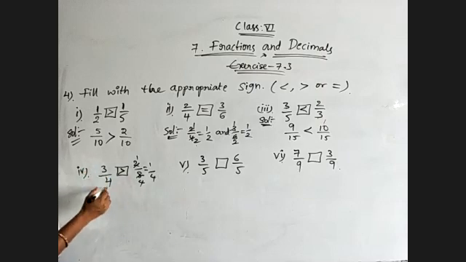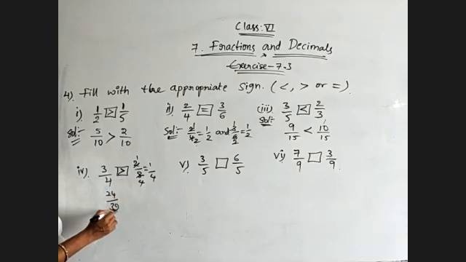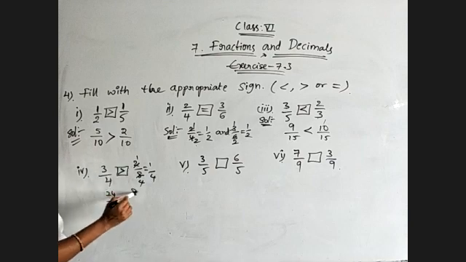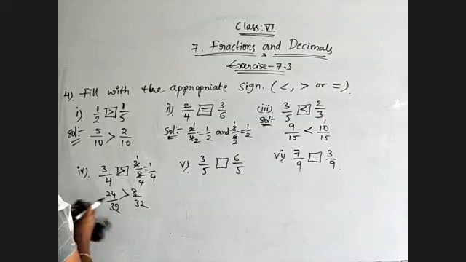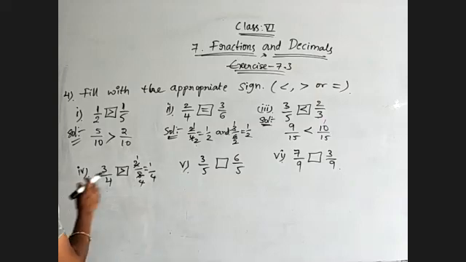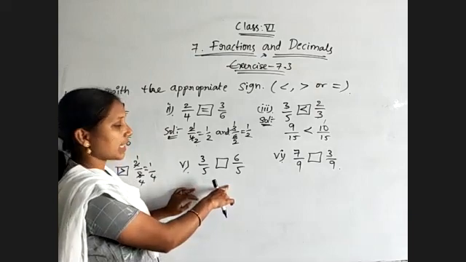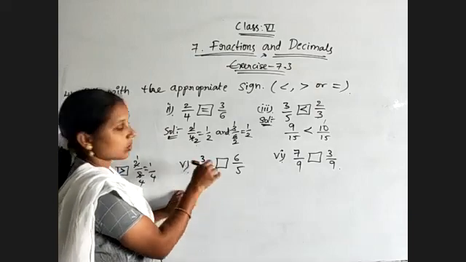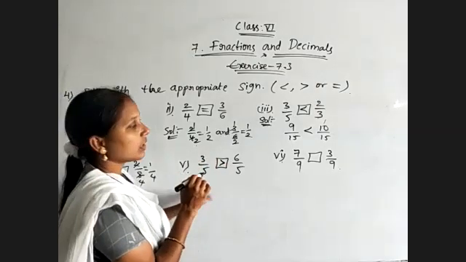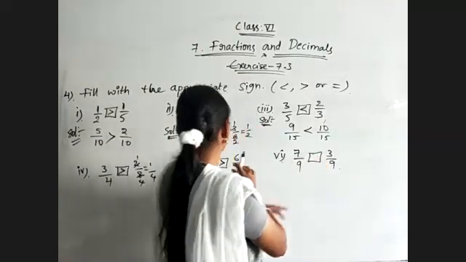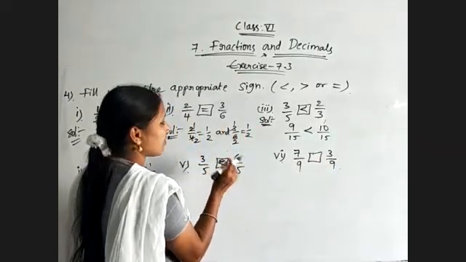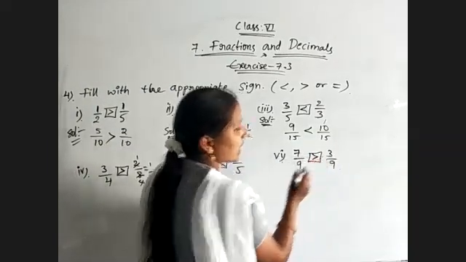If you want to do cross multiplication, you can, no problem. 8 threes are 24, 4 eights are 32. And next 4 twos are 8, 4 eights are 32. So 24 is greater than 8. Like this also we can do, no problem. And coming to this, already these two are like fractions. So directly we can decide. 3 is lesser. So 3 by 5 is lesser than 6 by 5. And last also like fractions. So 7 by 9 is greater than 3 by 9.